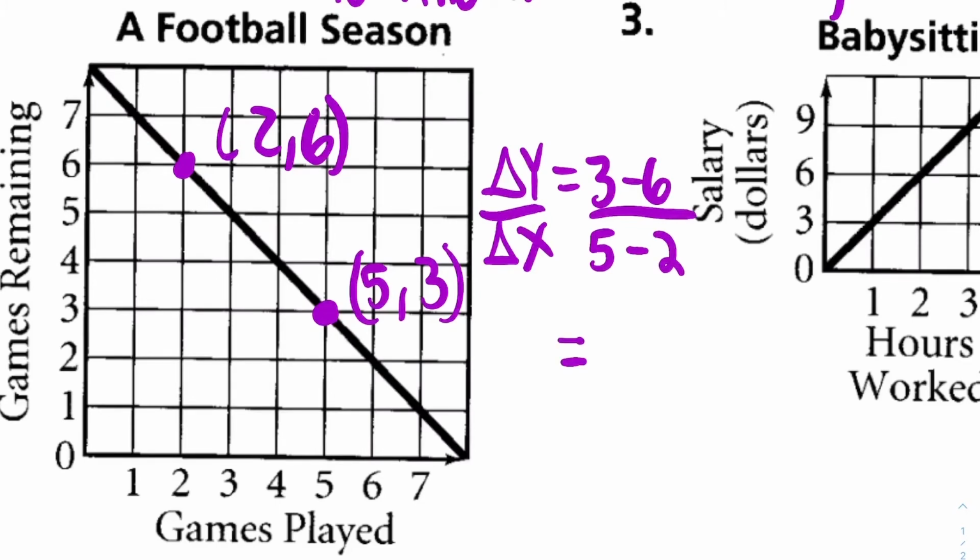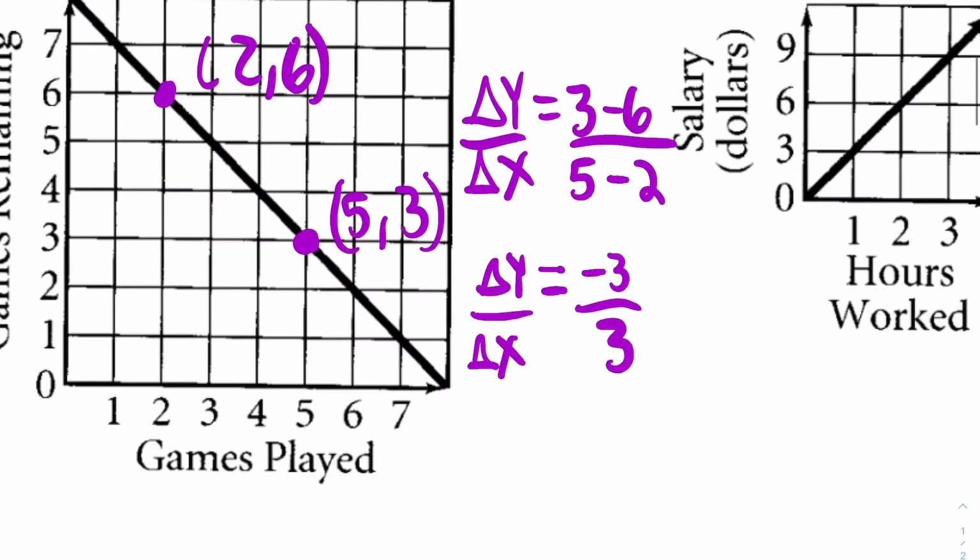Now we just look at the top and do 3 minus 6. We look at the top only first. 3 minus 6 is negative 3. Then we're just going to follow the format of dividing by, and then we're going to do 5 minus 2 to get positive 3. 3 fits into 3 one time, but since we had one negative sign, our answer is going to be negative 1.